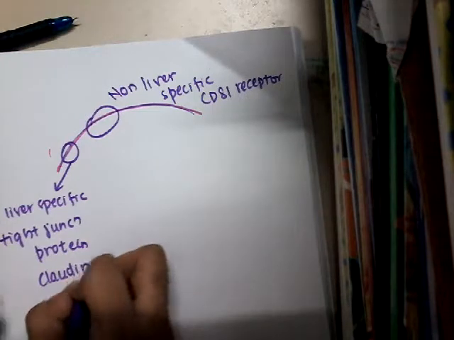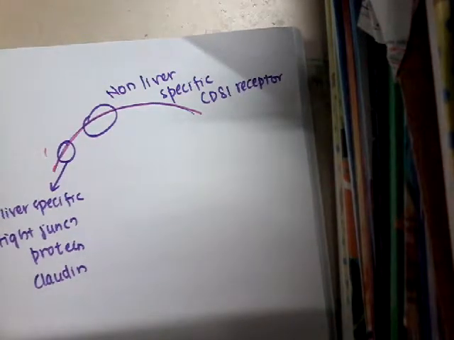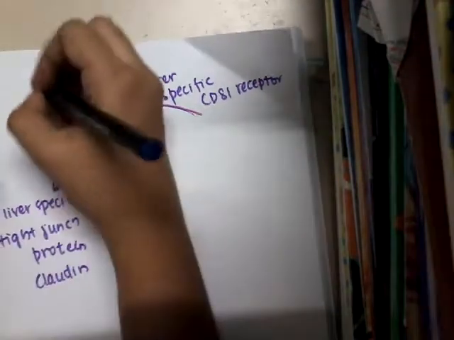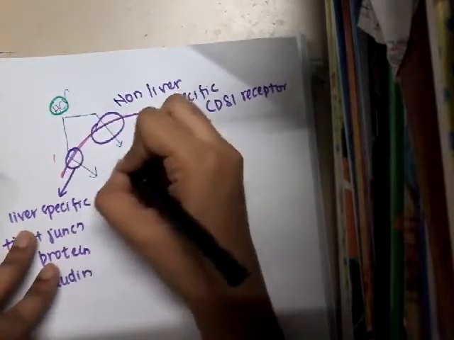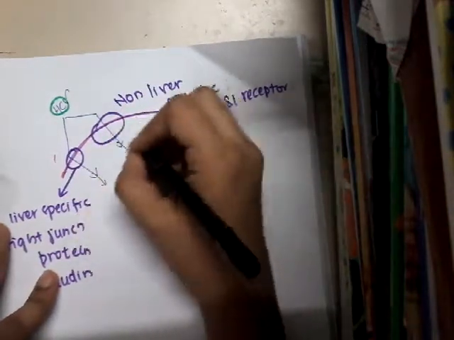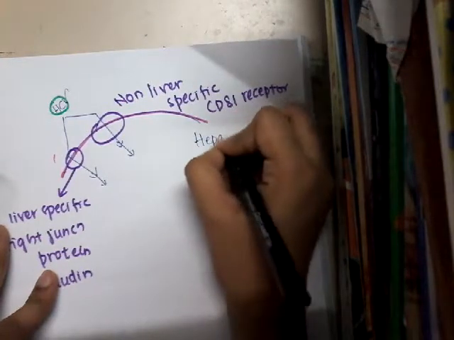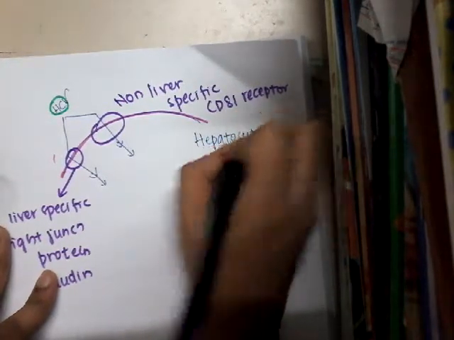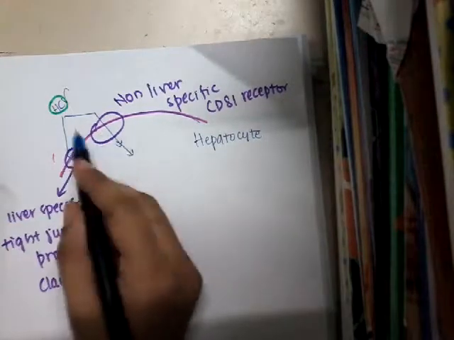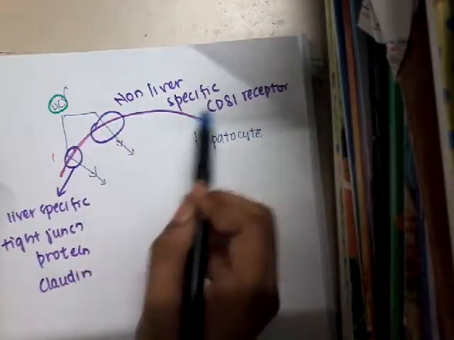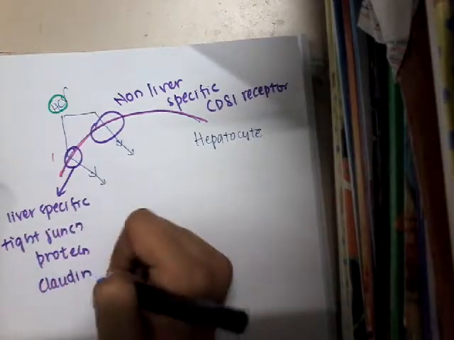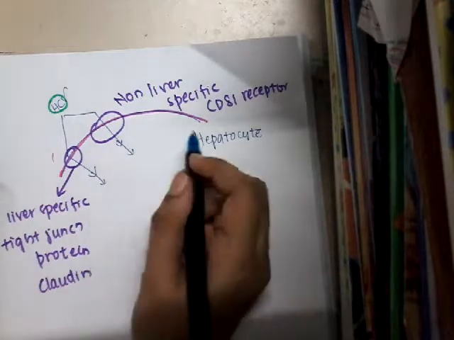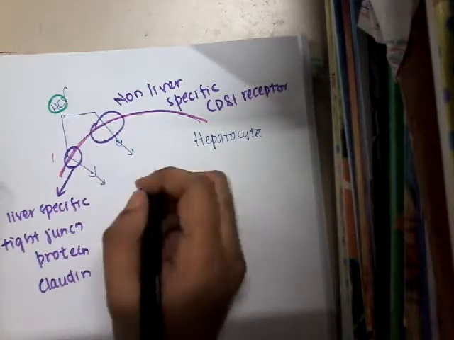So through these, the hepatitis C virus enters into the cytoplasm of the hepatocyte. One is the non-liver specific CD81 receptor, and also the liver specific tight junction protein claudin. Via these proteins and receptors, it enters into the hepatocyte.